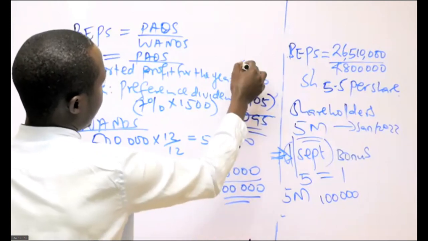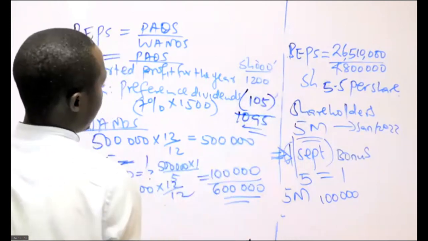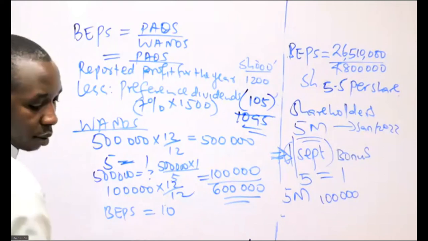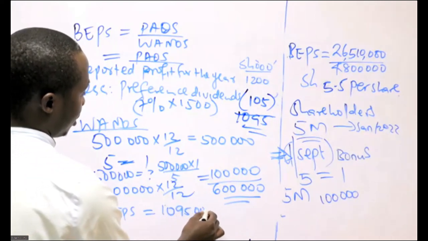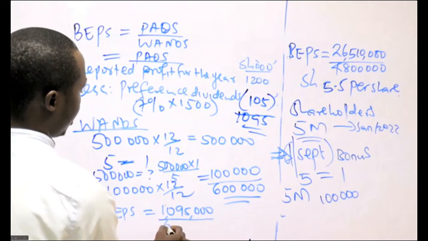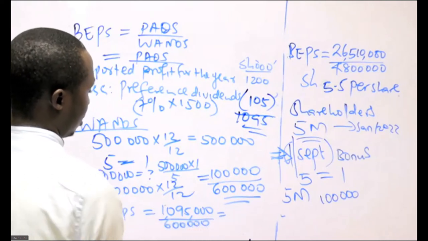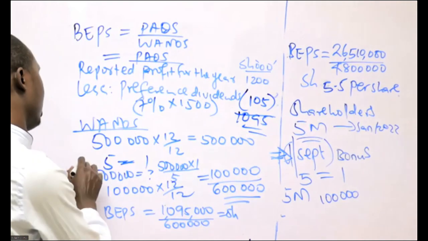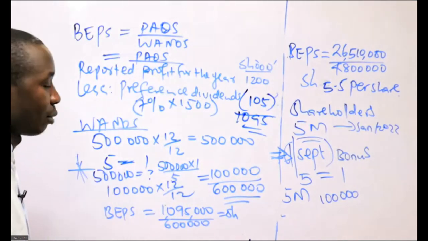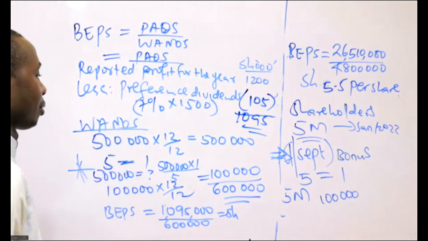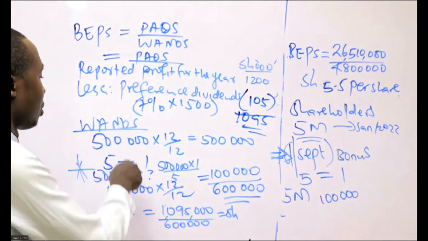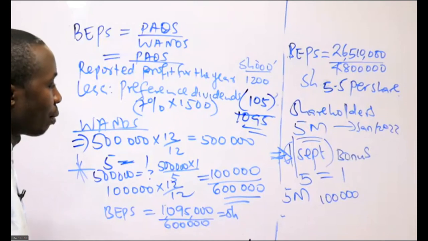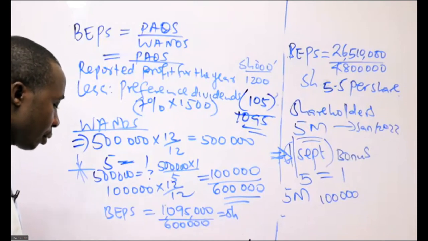Remember that this one was in thousands, so my powers will be 10. So basic EPS is equal to 1,095,000 if I write in full, divided by 600,000. So that is how you get your basic EPS. It's all about weighting the shares issued through bonus: you consider them from the initial period, from the time the shares you used to determine the bonus were incorporated in the capital structure.